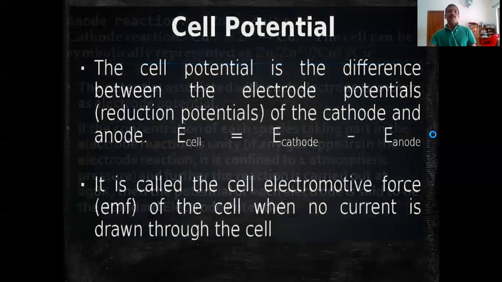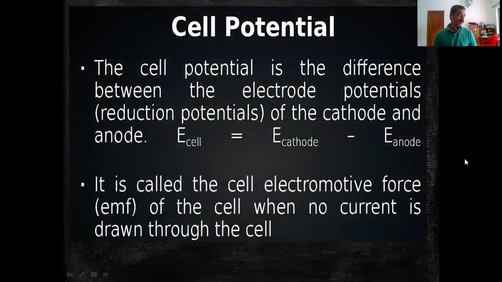Similarly, there is cell potential. What is cell potential? This is the difference between the electrode potentials. That means electrode potential of cathode minus electrode potential of anode. That is cell potential, represented as E cell.